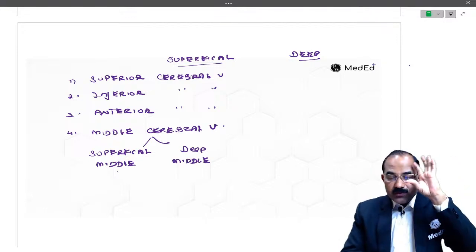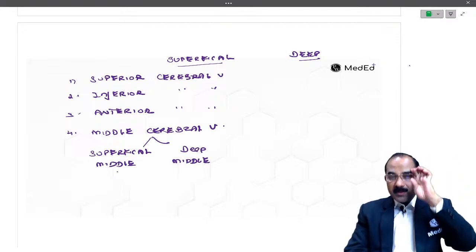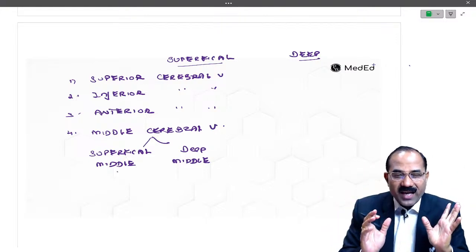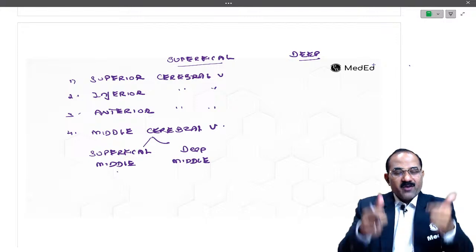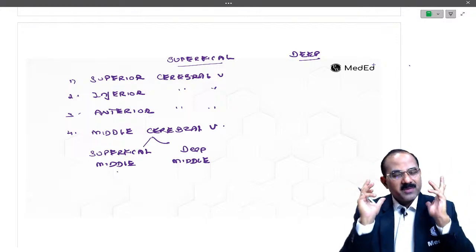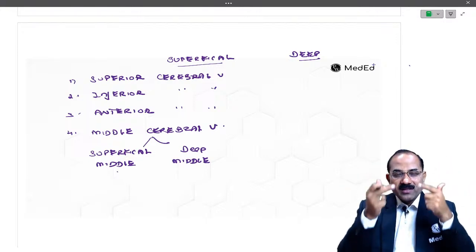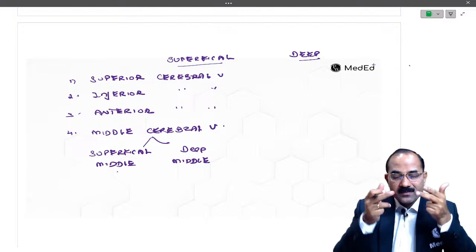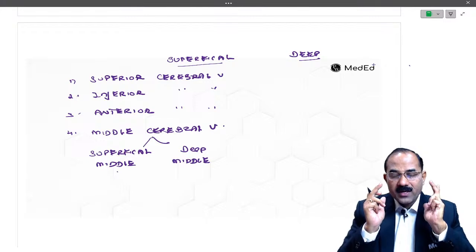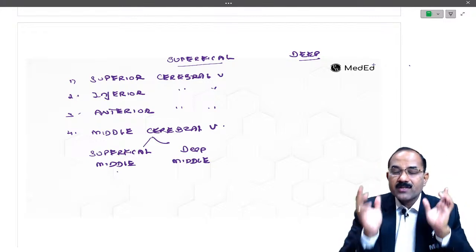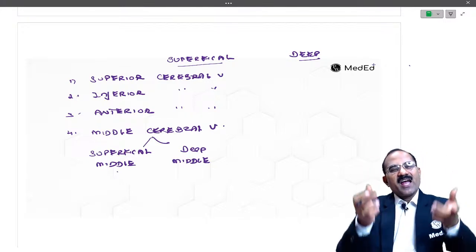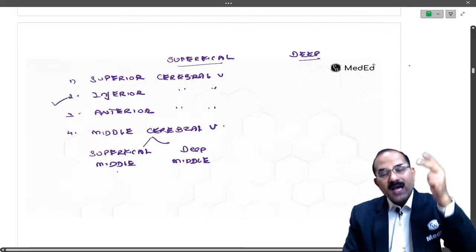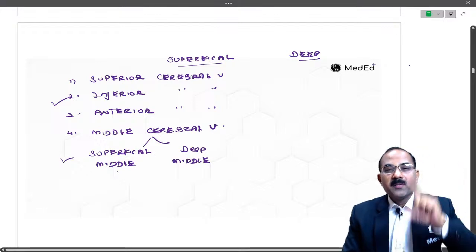So, if you remember the tributaries of the cavernous sinus, there are three sources: one is from the orbit, one is from the meninges, and the third is from the brain. From the orbit: the superior ophthalmic vein, the inferior ophthalmic vein, and the central vein of the retina. From the meninges: the sphenoparietal sinus. And from the brain, there are two tributaries: the inferior cerebral vein and the superficial middle cerebral vein.